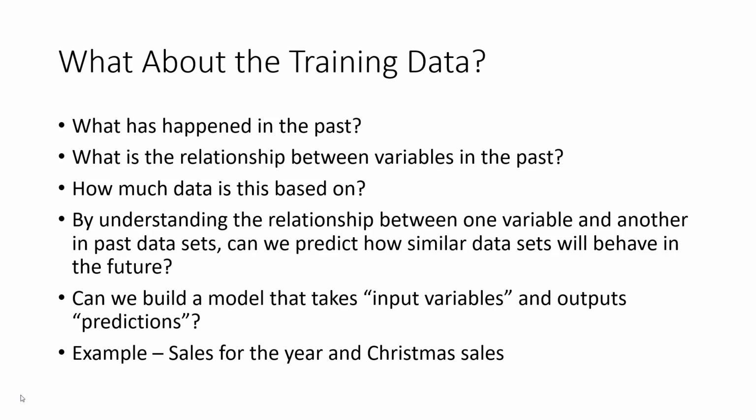All right, let's talk a little bit more about the training data. So with the training data, what we're going to do is we're going to take a look at what has happened in the past. And in particular, we want to look at the relationship between variables in the past. What has been the relationship between customer foot traffic through a store and the weekly sales numbers that a store is able to predict? So is there a relationship there? Well, we can check that with correlation, right? But we can also look at the actual value of that relationship.